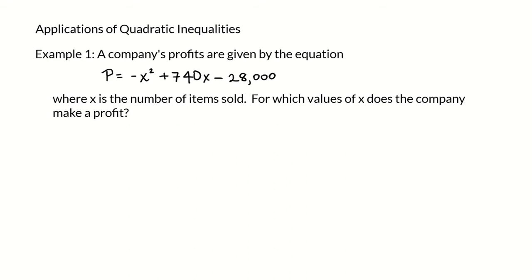So if the company is making a profit, that means that the profit is positive, or we're looking for the values when P is greater than 0. So for P to be greater than 0, this algebraic phrase negative x squared plus 740x minus 28,000 must be greater than 0. So that's the quadratic inequality that we're going to solve. Negative x squared plus 740x minus 28,000 is greater than 0.